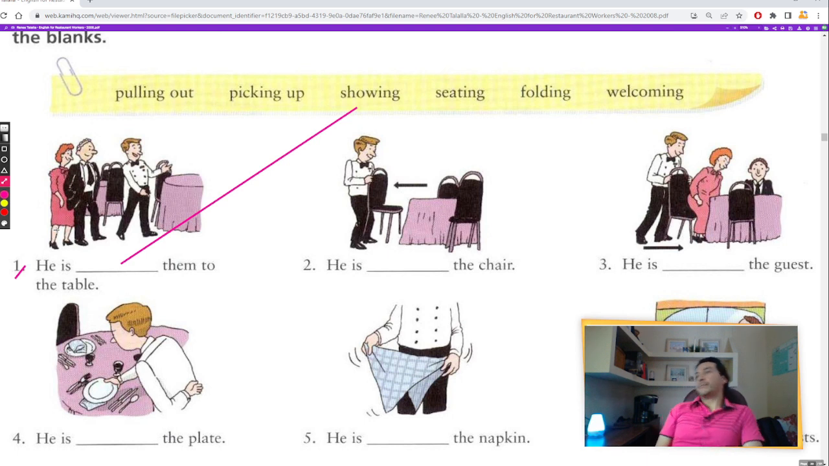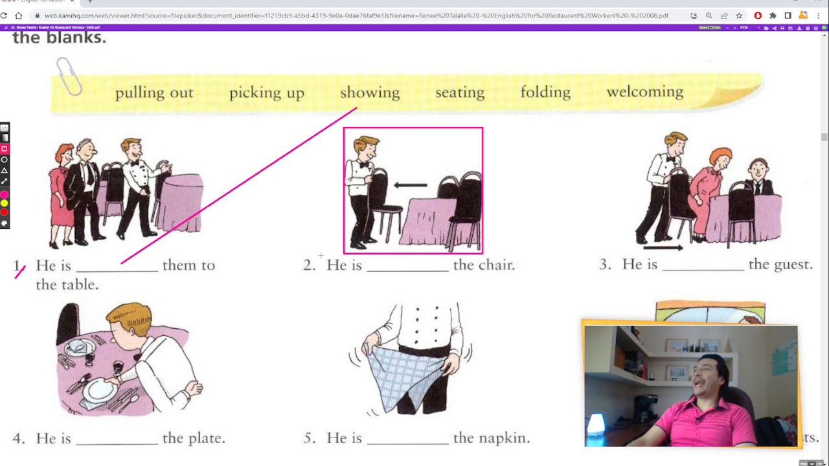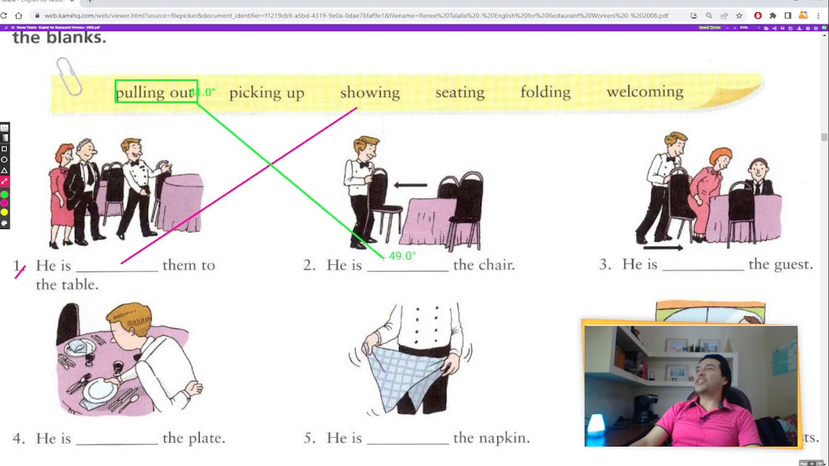Number 2. What's Fred doing in the picture? Look at the picture. He is blank the chair. He is blank the chair. He is blank the chair. He's pulling out the chair. He is pulling out the chair. Look at the direction. Pulling out the chair.